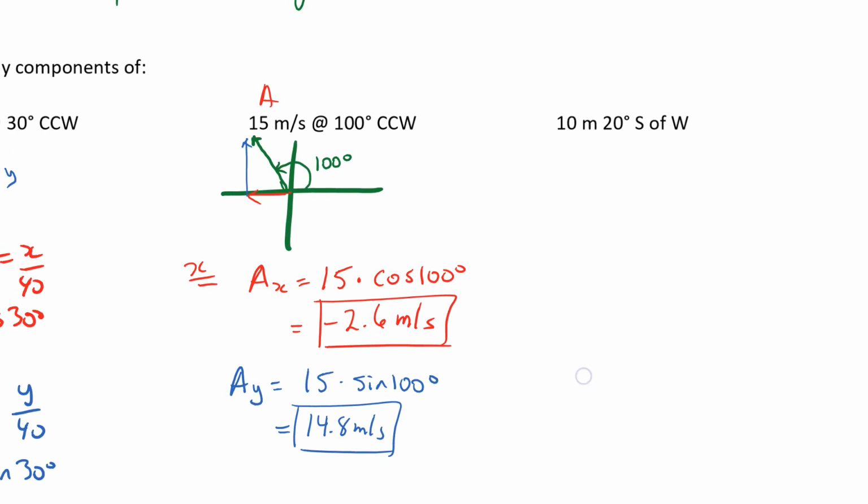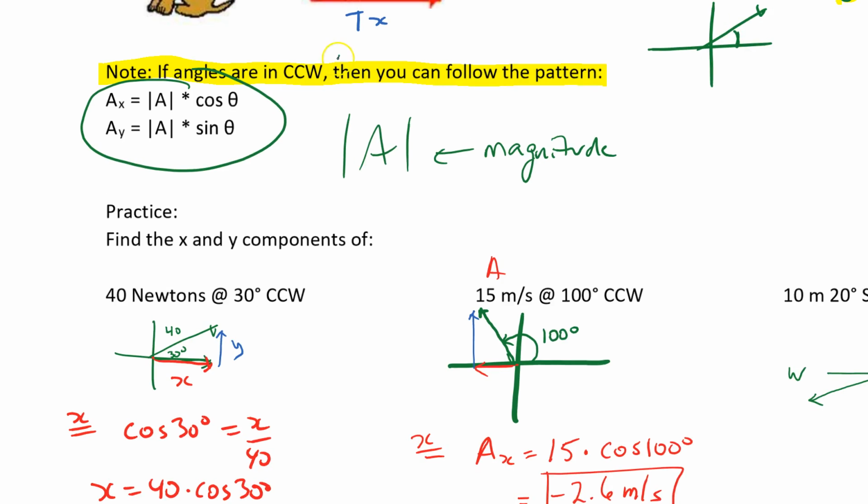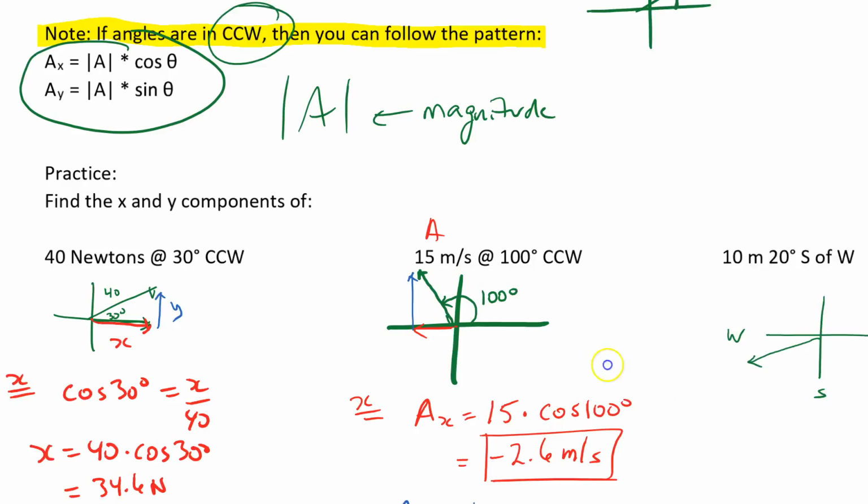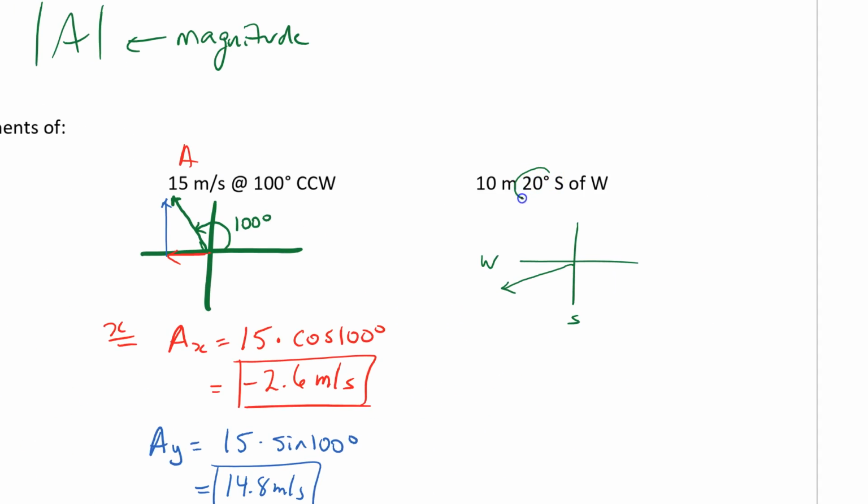Okay, so let's try this next one here where I've got 20 degrees south of west. This way's south, this way's west, so 20 degrees would kind of be this direction. If I want to use this shortcut, I have to change it into counterclockwise from east. So this 20 degrees is here, so counterclockwise from east would be 20 degrees plus 180 degrees, that would be 200 degrees. So I could rewrite this and say 10 meters at 200 degrees counterclockwise from east.